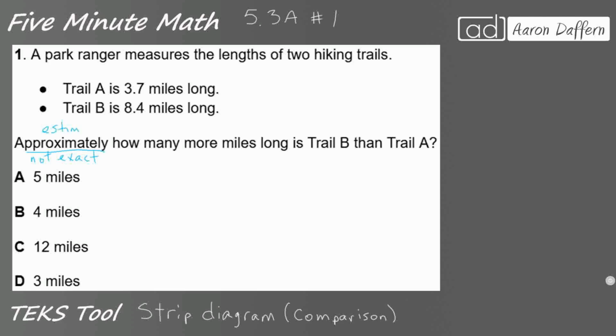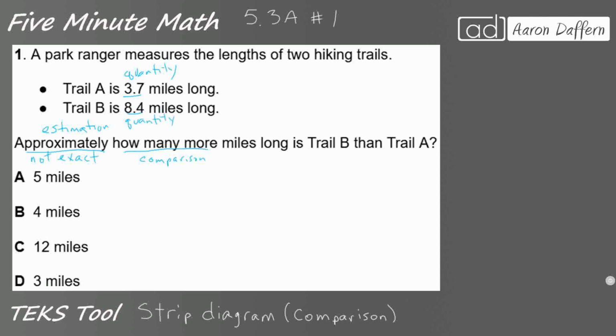And then secondly, how many more? How many more is something that makes us think that we are going to be comparing two quantities. So when we think of comparison, we need to think about measuring the difference between two different quantities, and they are right up here. So I'm going to just label this as my first quantity, and here's my second quantity.